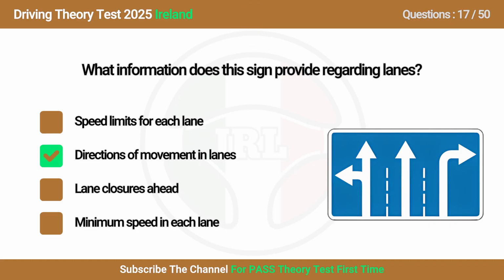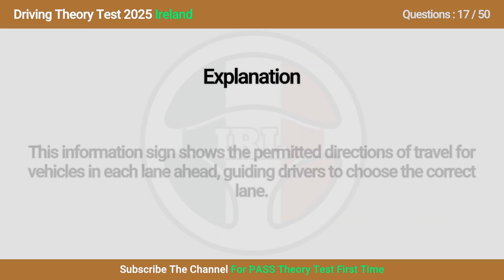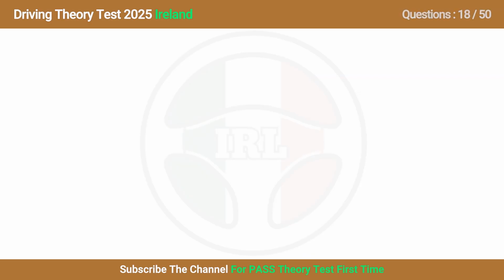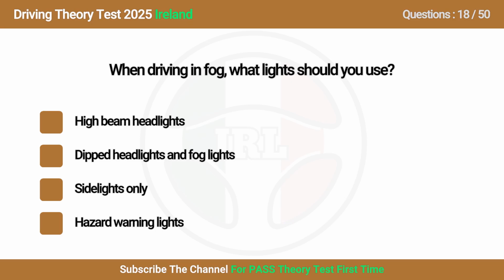Answer is B, of movement in lanes. This information sign shows the permitted directions of travel for vehicles in each lane ahead, guiding drivers to choose the correct lane. Question 18. When driving in fog, what lights should you use?